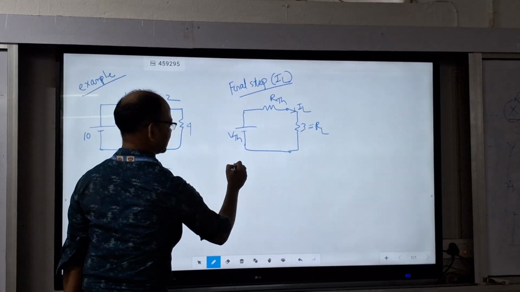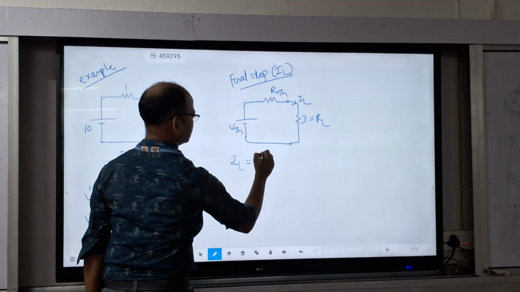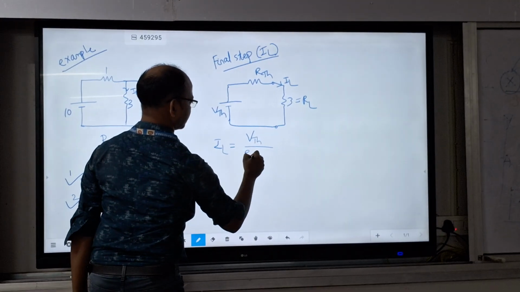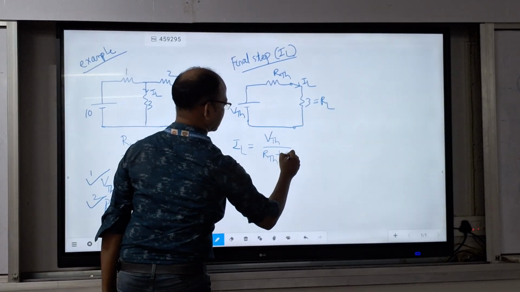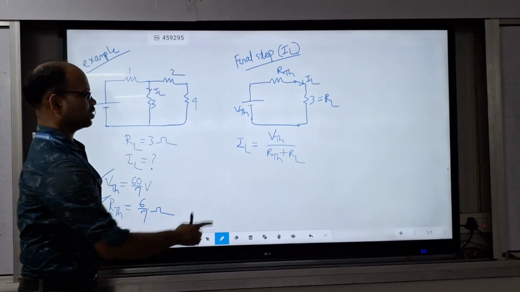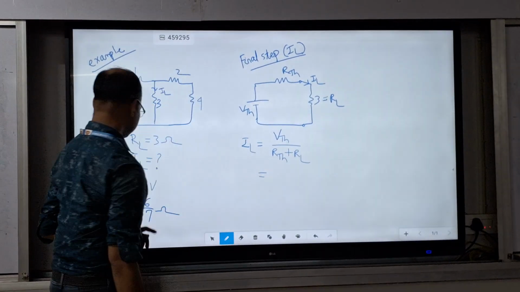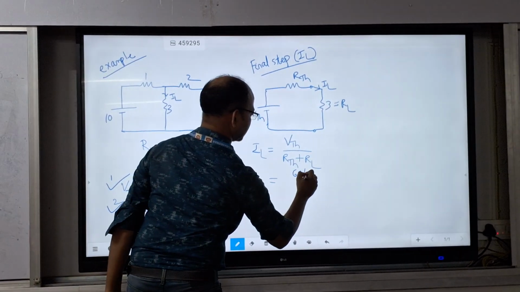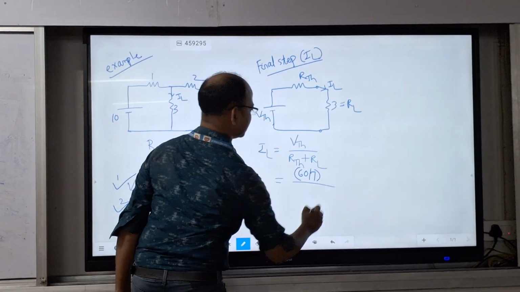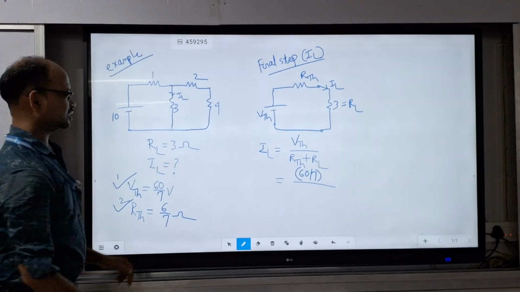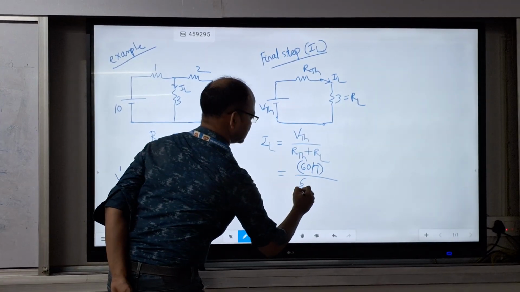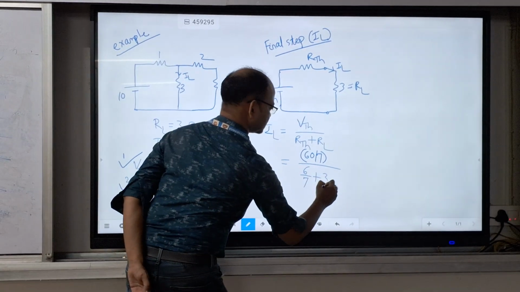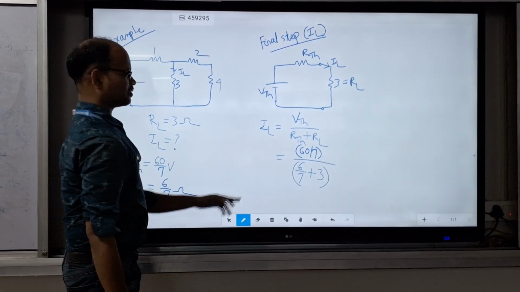And this IL you can calculate. IL is equal to the total voltage VTH divided by RTH plus RL. Okay. So already we got VTH. VTH is how much? It is 60 by 7. Here 60 by 7 divided by RTH. RTH is how much? 6 by 7. Plus RL. RL is equal to how much? 3. Now you have to calculate this.